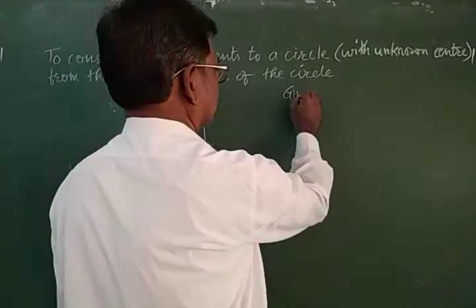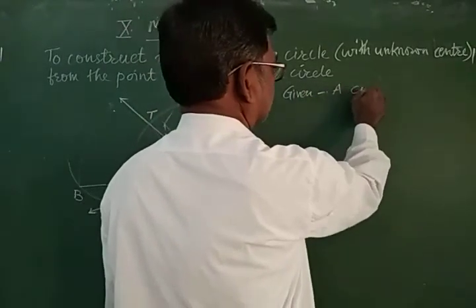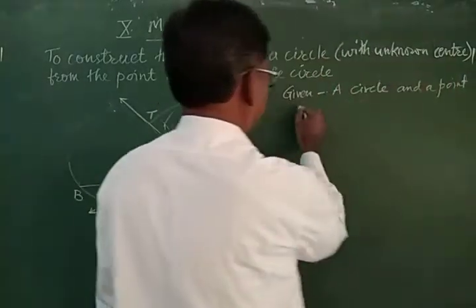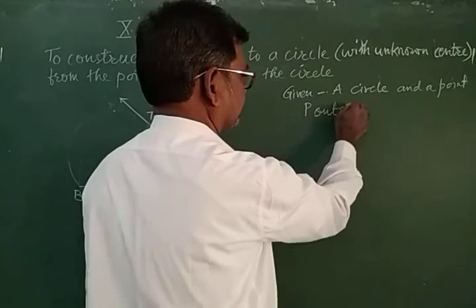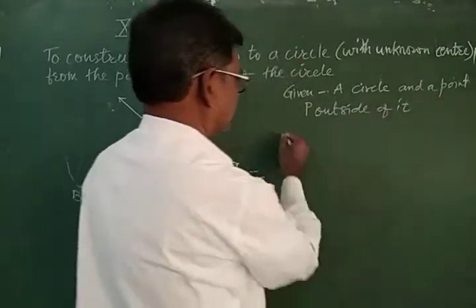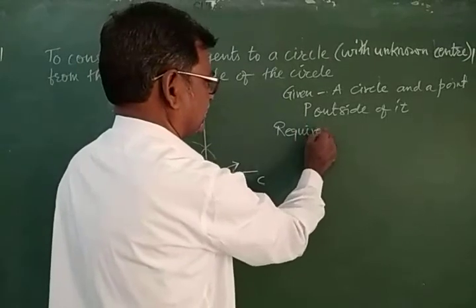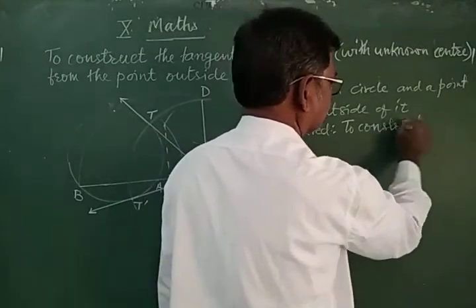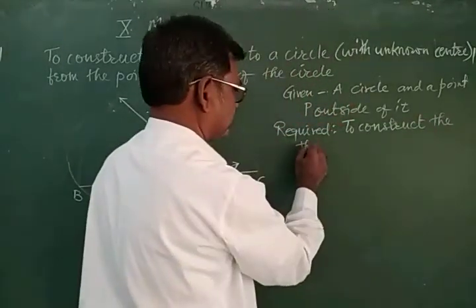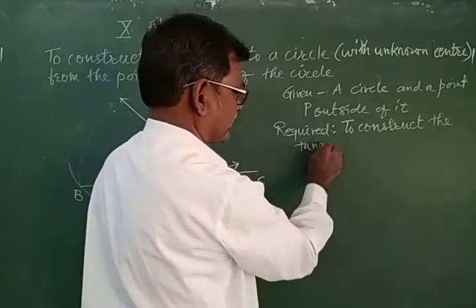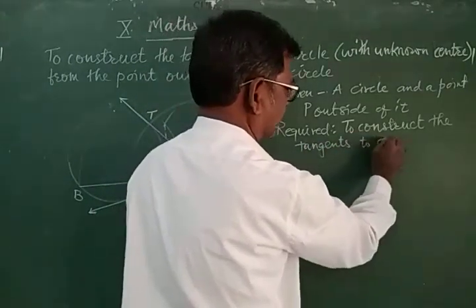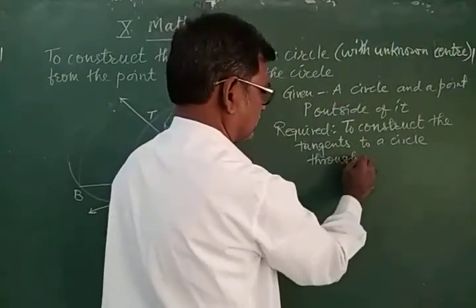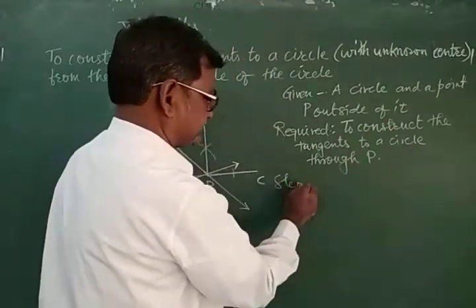Given: a circle and a point P outside of it. Required: to construct the tangents to a circle through P. Then the steps of construction.